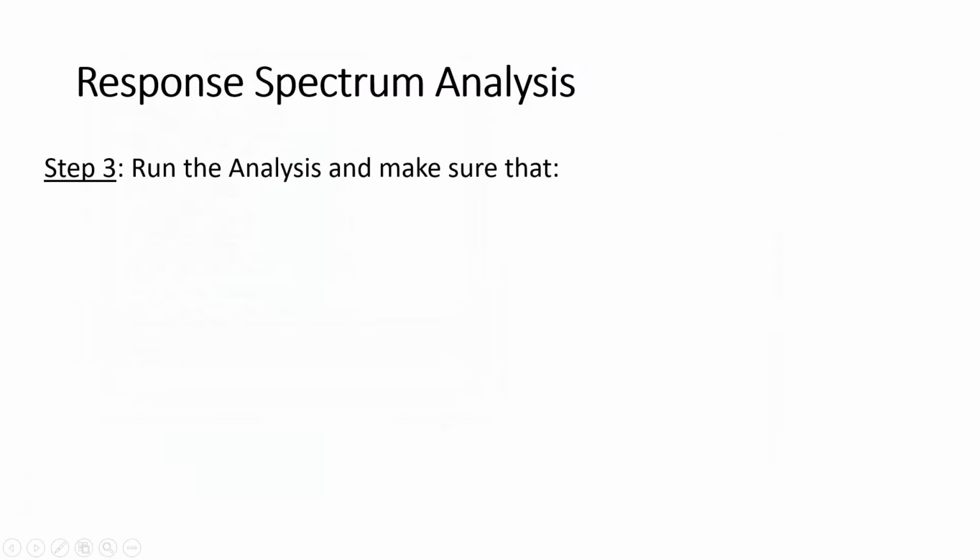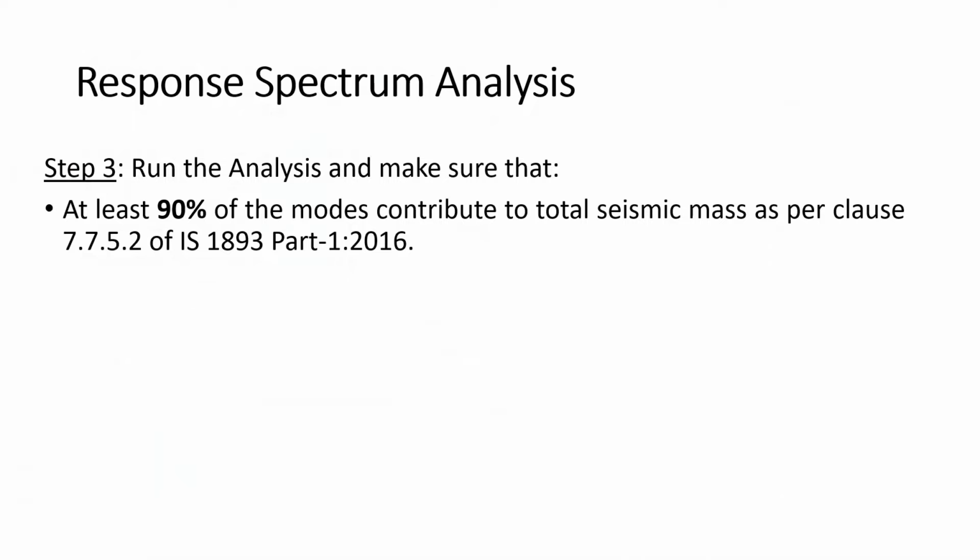The third step is, after running the analysis, we need to check, first of all, that at least 90% of the modes contribute to total seismic mass as per clause 7.7.5.2 of IS 1893 part 1 2016. So let me show you this clause in the code.